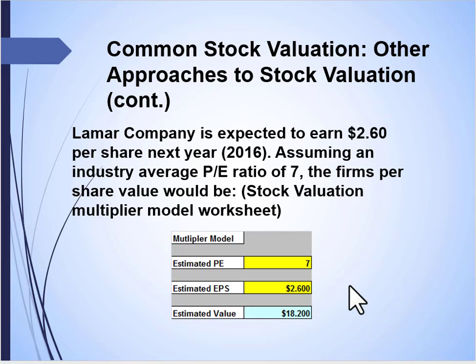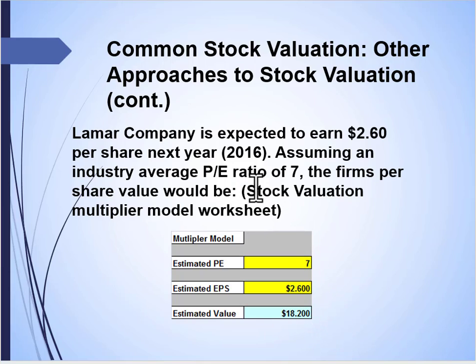So we have this Lamar company that we've been dealing with. They earn $2.60 per share a year, and the industry average PE ratio is 7. Now the firm's per share value then, using this multiplier model worksheet, put in the estimated PE and earnings per share. This stock has an estimated value of 18.2.